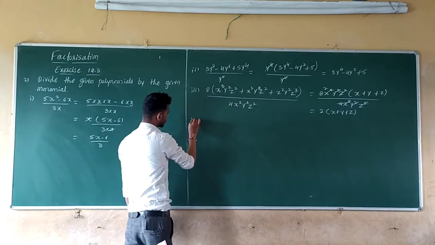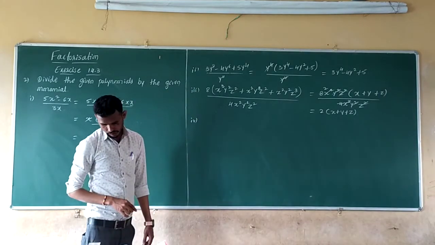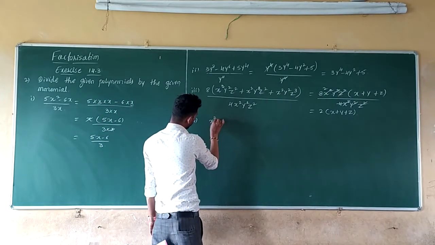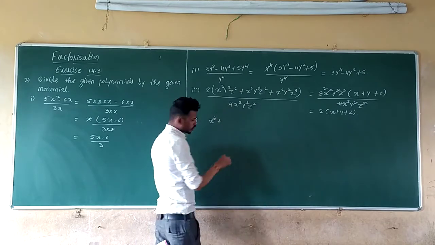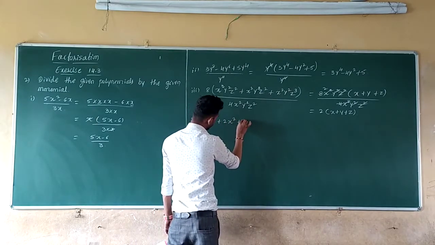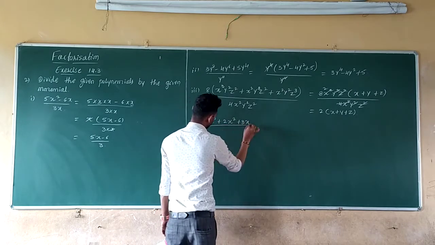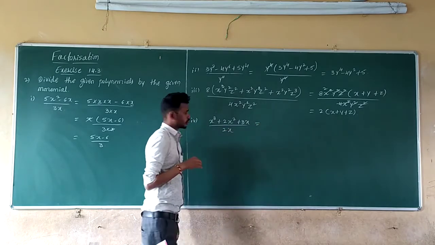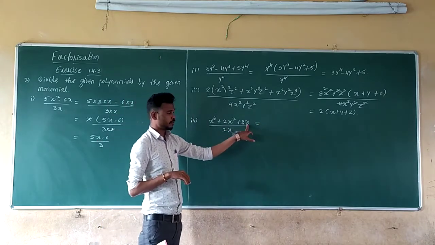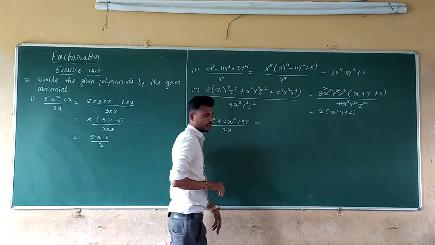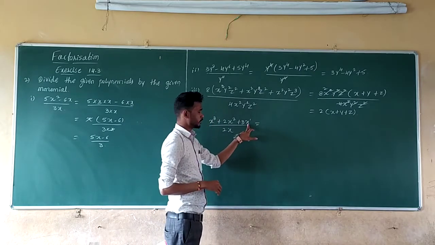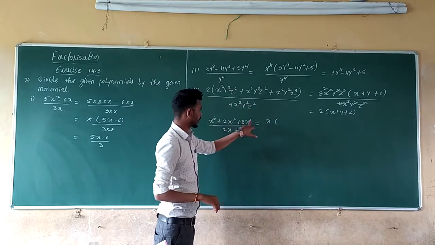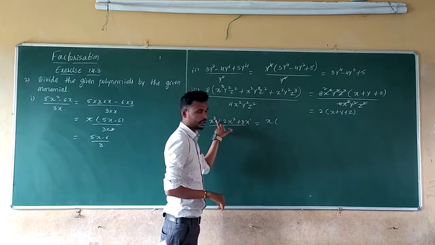Next, fourth one, x cube plus 2x square plus 3x divided by 2x. So now in this, what is the common? Here nothing means 1. So x common is there, in that the minimum is x raised to 1. Take that common, x. So here now x cube is there, we have taken x raised to 1 common, how much will remain? x square.